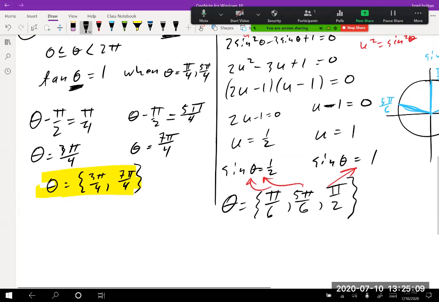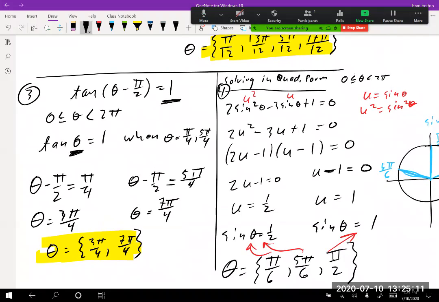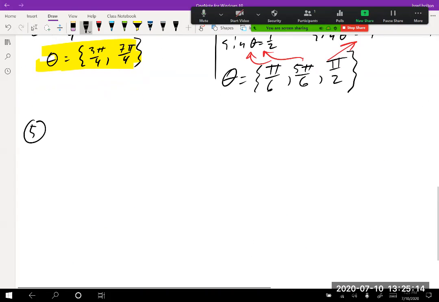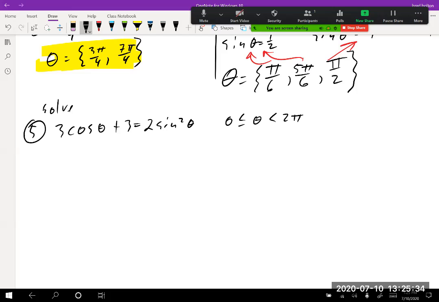So let me give you guys a couple of these to try. That was number 4, I believe. So let's try number 5 now. This one might be a little bit tougher. Let's see, 3 cosine of theta plus 3 equals 2 sine squared theta. And once again, 0 is less than or equal to theta less than 2 pi. Okay, so solve this one. So pause the video. Give yourself a chance to see if you can figure it out without me telling you how to do it. And then when we unpause it, we'll do it together.